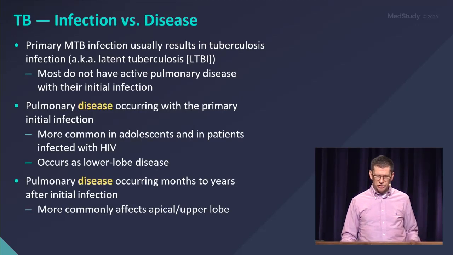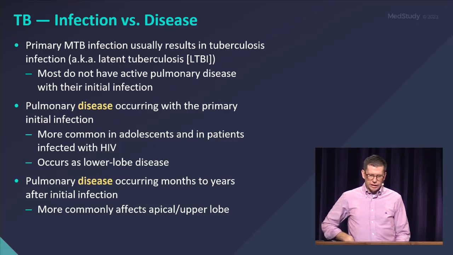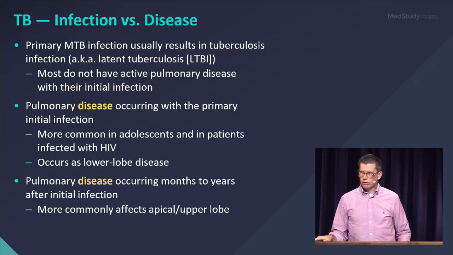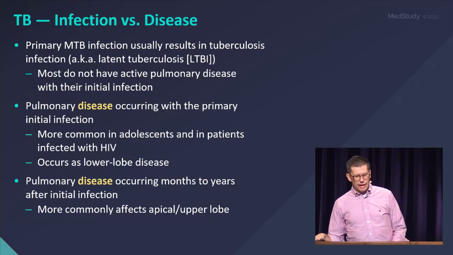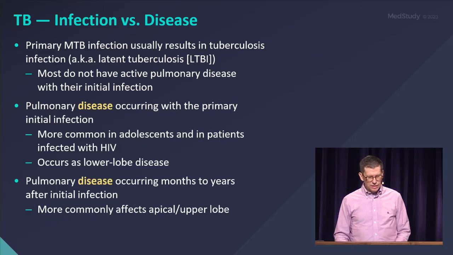So again, infection versus disease. A primary TB infection usually results in a tuberculosis infection, aka latent TB infection, and most do not have active pulmonary disease with their initial infection. Disease can occur with primary initial infection, more commonly in adolescents, in infants, and in patients with HIV. This typically occurs as lower lobe disease, although the pulmonary disease can be months to years after the initial infection.